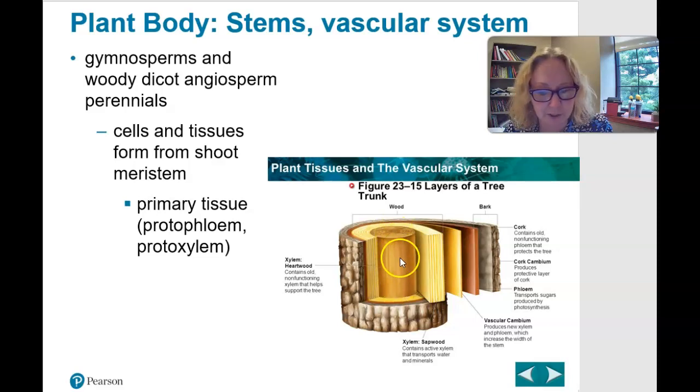So heartwood is the non-functioning xylem. The sapwood is active xylem. The vascular cambium is new xylem and phloem, which increases the width every year. And then this will die back and be this until this. It kind of moves inward. And your phloem is actively transporting photosynthesis from the outside, almost close to the bark, and the bark is there to protect it. Okay.